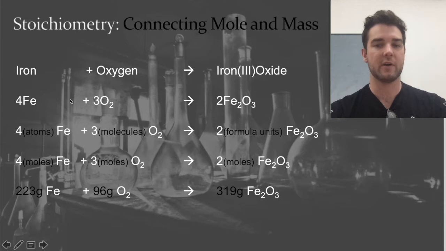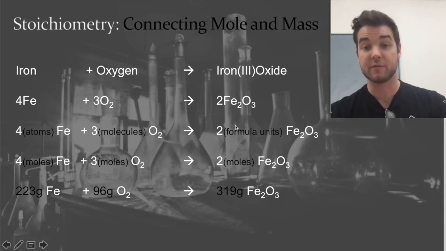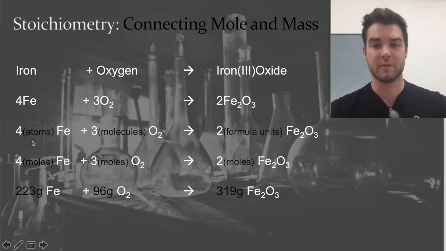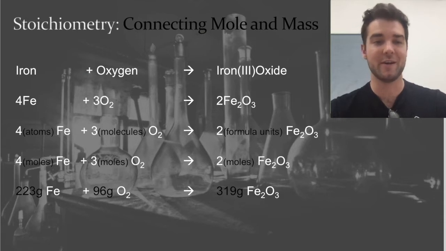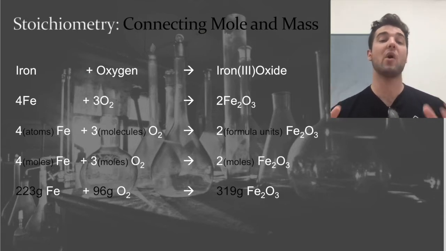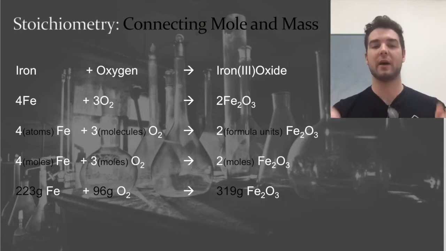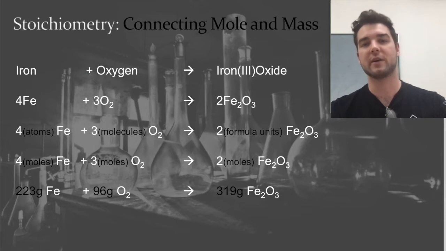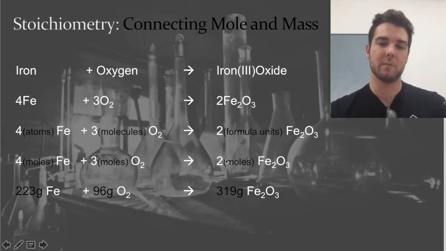So iron and oxygen give iron(III) oxide, there are the symbols. I can look at it in terms of 4 iron atoms react with 3 molecules of oxygen to give 2 formula units, that's the term there, of iron(III) oxide. Or I can look at it in terms of moles. So I could say, let's scale this up by a factor of 6.02 times 10 to the 23rd. I can say 4 entire moles of iron reacts with 3 entire moles of oxygen to give 2 entire moles of iron(III) oxide. And this scale is something that we deal with most of the time.